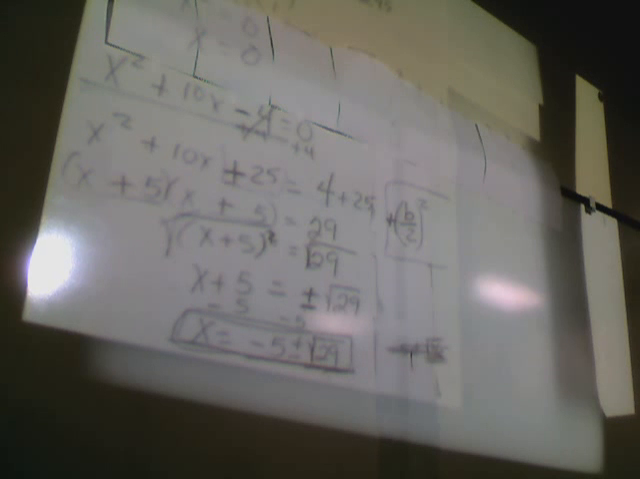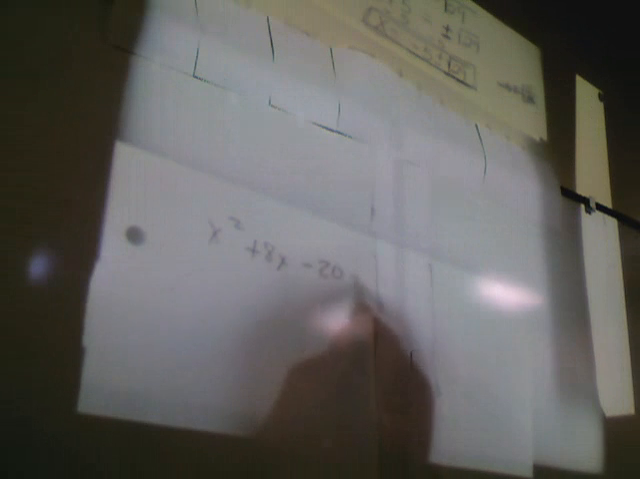Okay, so let's do one together. We won't do one of the examples that shows you in the book. We'll do a different one. How about x squared plus 8x minus 20 equals 0. Okay, 20, you need to subtract to get 8. 1 times 20 won't subtract. 1 and 20, 2 and 10.